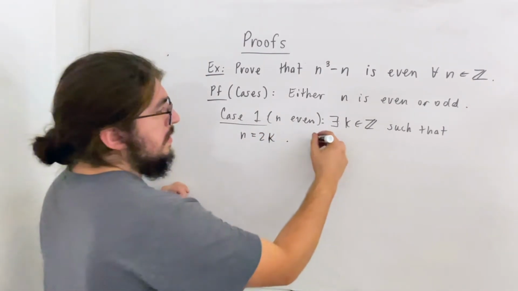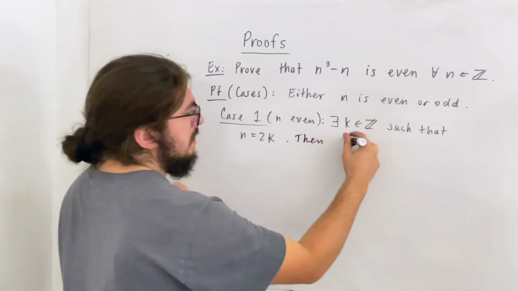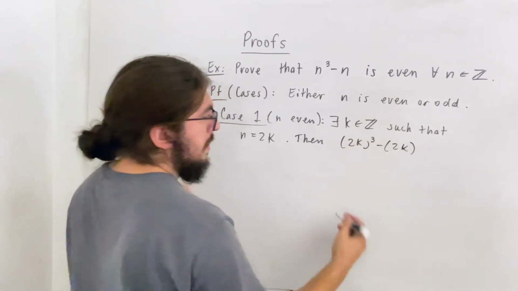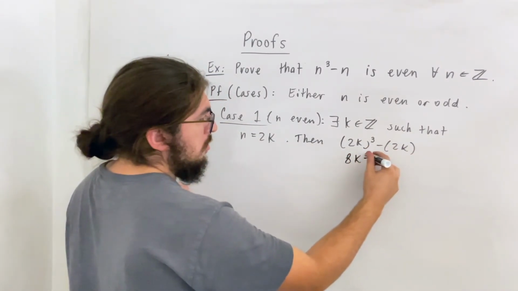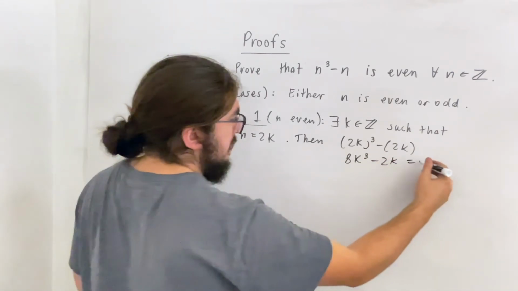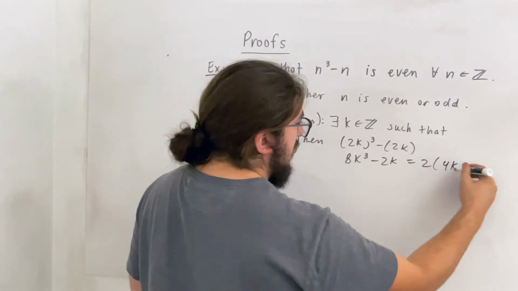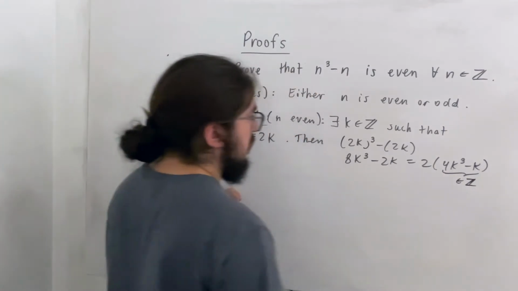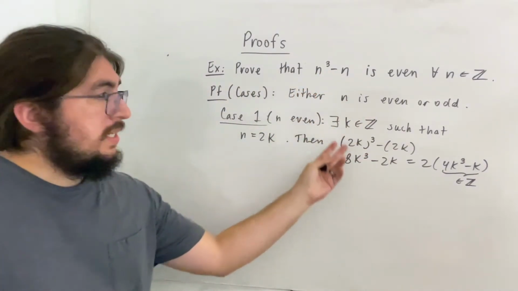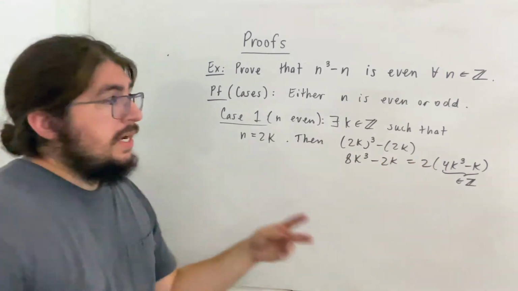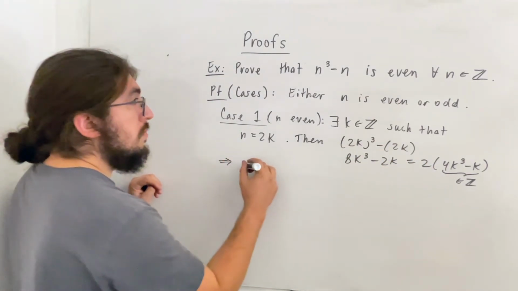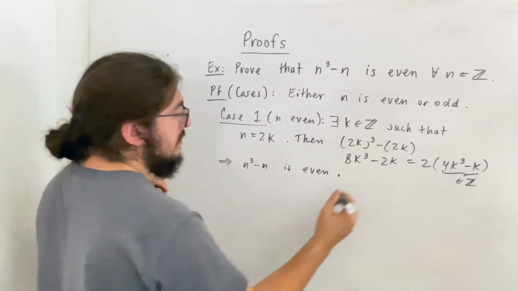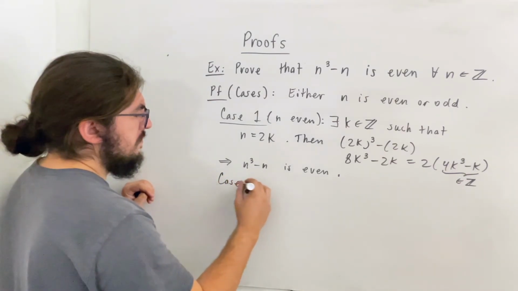Okay, then this is pretty simple. We get 2k cubed minus n, which is 2k. Well, 2k cubed is 8k cubed minus 2k. You can divide 2, pull that out. You get 2 times 4k cubed minus k. This is an integer. Since we've shown that this expression n cubed minus n, when n is even, is 2 times an integer, that means it is even. So this implies that n cubed minus n is even in this case. Perfect, that's done.